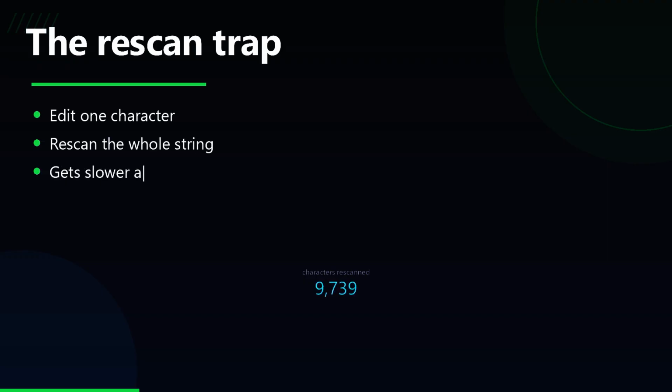Someone edits one character in a huge string. The naive fix rescans the entire string from the start. As the string grows, that rescan gets slower and slower.